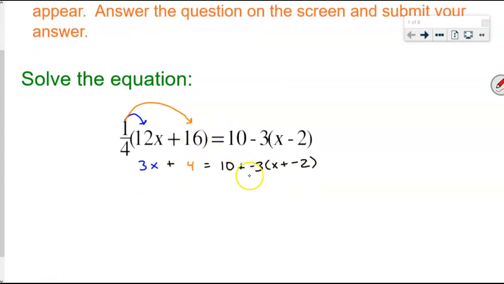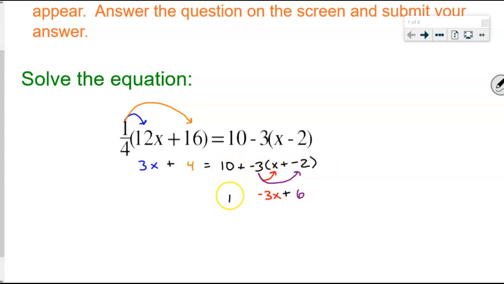Now as I'm doing that distribution, I can see I have negative 3x. Negative 3 groups of x is negative 3x. And I have negative 3 groups of negative 2, or in other words, negative 3 times a negative 2 is a positive 6. We are adding, just because we were adding before, we're going to be adding again. That's why I change the operation to addition, so I can just focus on the sign of the number. That negative 3 times a negative 2 is a positive 6, so we're adding 6. That just takes care of the distribution.